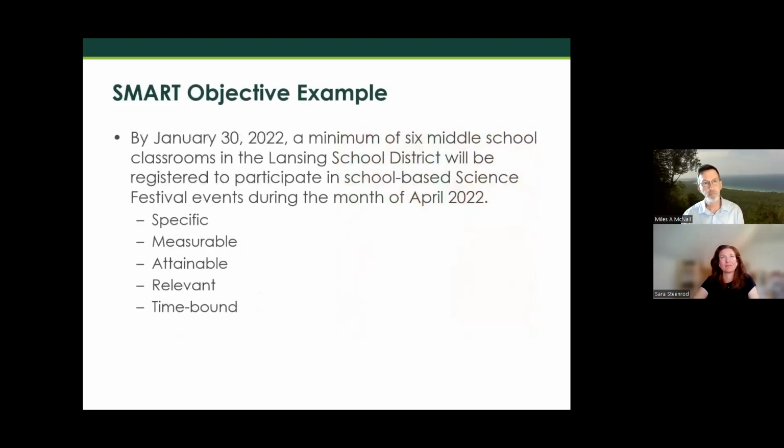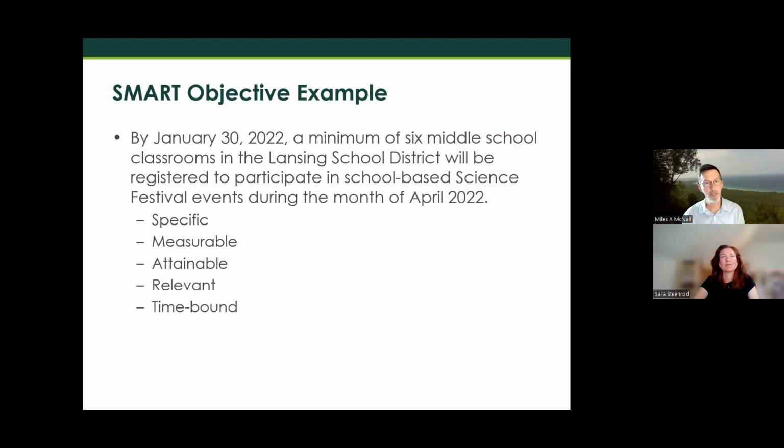So here's a SMART objective example. By January 30th, 2022, a minimum of 6 middle school classrooms in the Lansing School District will be registered to participate in school-based science festival events during the month of April 2022. So this is an objective because this is something that needs to happen in order for me to achieve the goal that I stated earlier of increased interest.